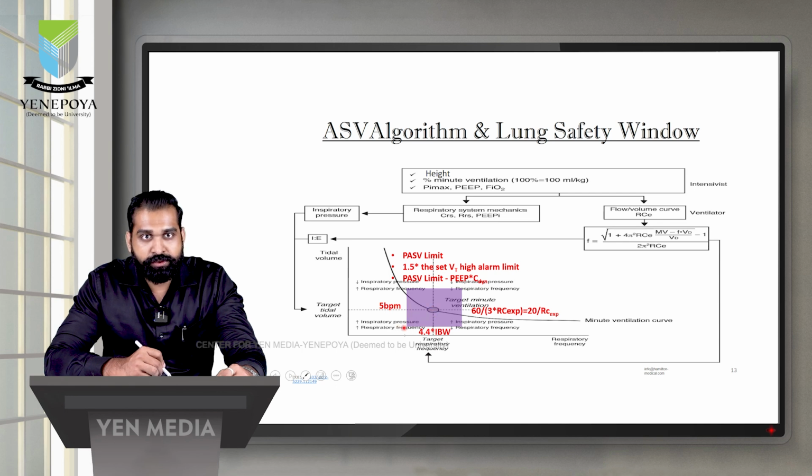So, as in this quadrant as well, where the patient's tidal volume is low and the respiratory rate is low as well, the ventilator increases the inspiratory pressure. That brings up the tidal volume of the patient to the targeted tidal volume. The ventilator increases the respiratory frequency, and that brings the respiratory frequency of the patient closer to the targeted respiratory frequency.